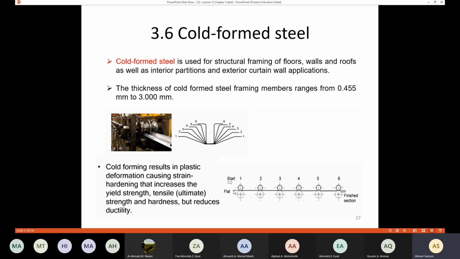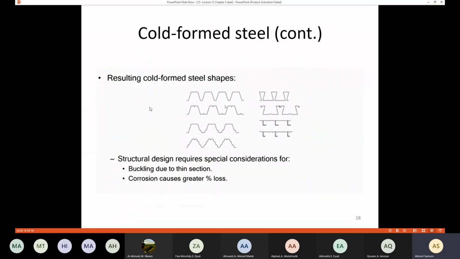The steel is first going to be flat, then it is going to go through those rollers here, and then be made into the desired shape. So the steel is flat in the beginning, then goes through those rollers, and the finished section is going to be like one of these. Here we have the resulting cold form steel shapes. The shape could be like that, or like that, or like that, or like that.